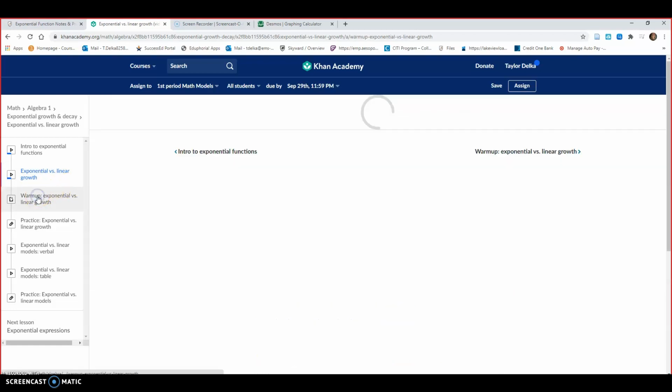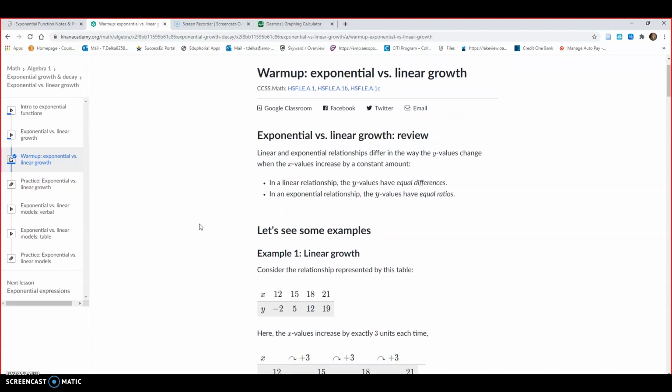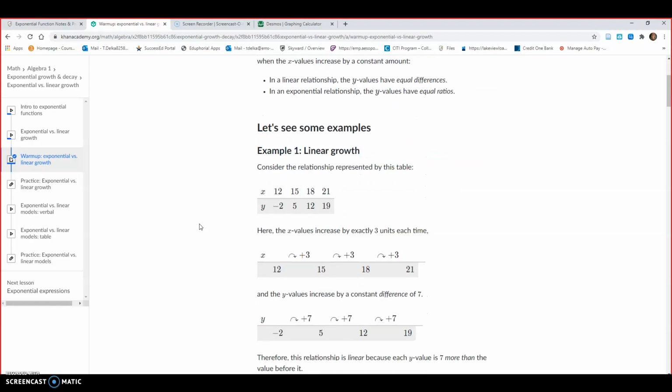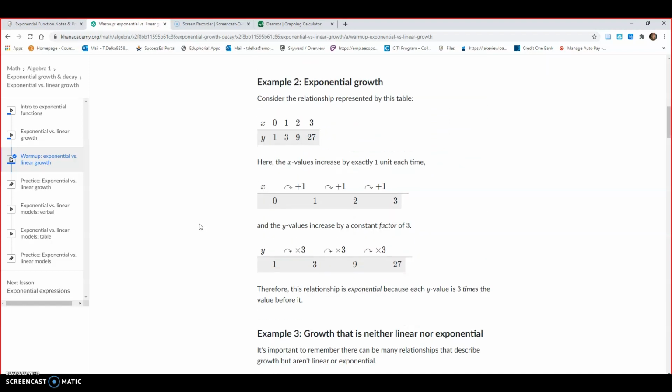And then I give you all of this here, like warm up, practice, verbal, table, linear models. I'd like for you guys to do the warm up, and it is exponential versus linear growth. And again, if you're not here in class and you're at home watching this, there are examples.